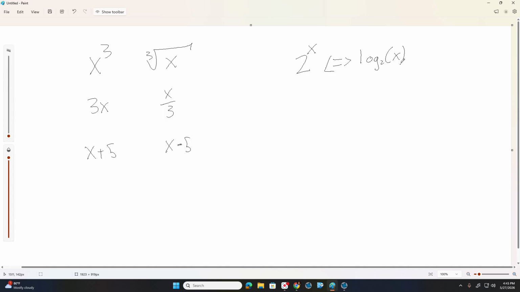Okay. Now, lots of things have inverses, and they come in pretty standard pairs. We just saw x cubed and cube root of x. We have multiplication and division, addition and subtraction. But there's a really important inverse that has to do with exponential functions and logarithmic functions.